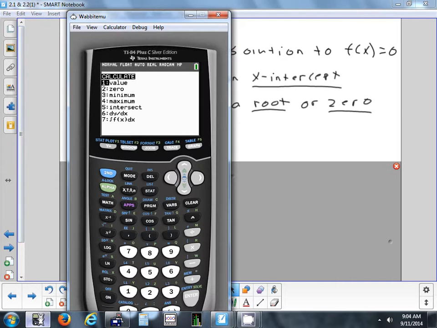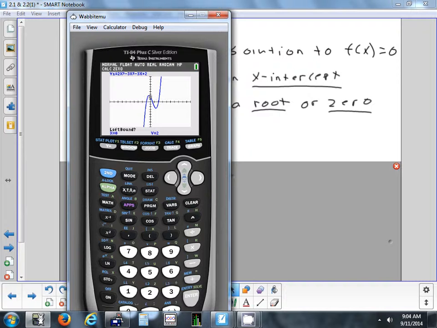In fact, why don't I show you how we find a root. Once you have your graph, we don't need the same graph twice, so just graph it once. Then we go second calc 0. What comes up says left bound. On the TI-82, it might say lower bound, but the idea is pick a point to the left of the 0 you want to find.